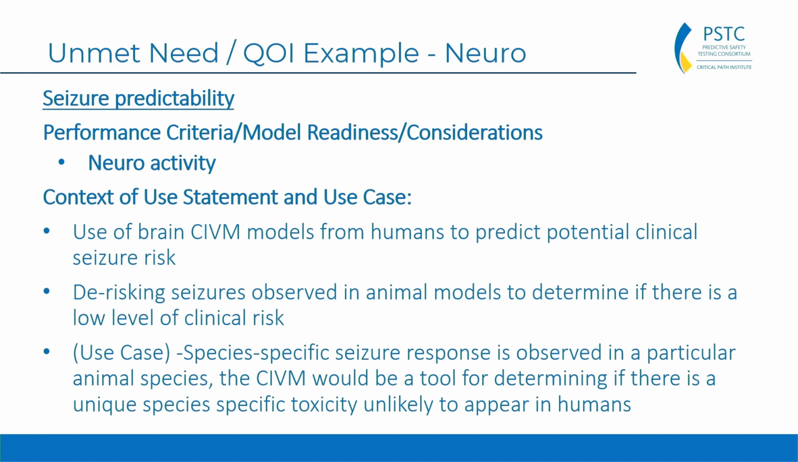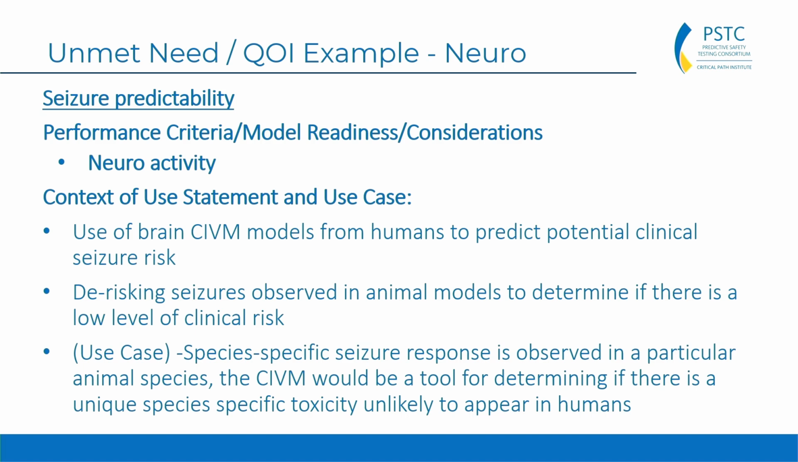So the context of use that we came up with was the use of brain CIVM models from humans to predict potential clinical seizure risk. And this is something that we think would be of importance to the regulatory field because seizure risk is something that cannot be monitored in the clinic. So we would want to know that upfront with an IND submission.